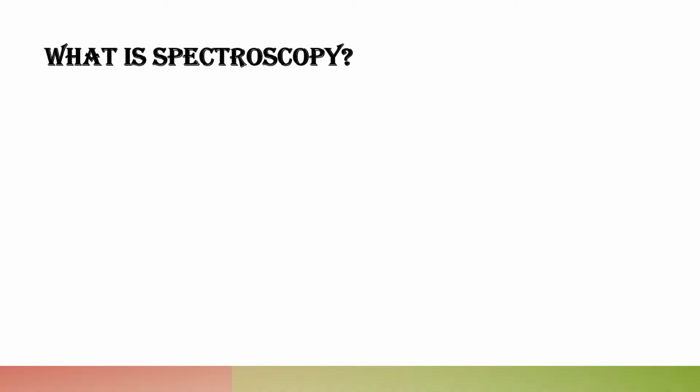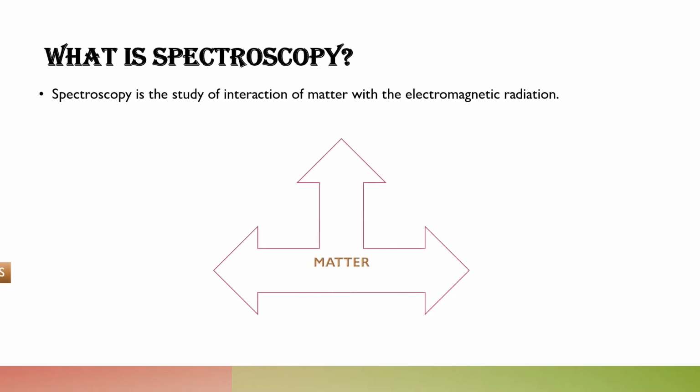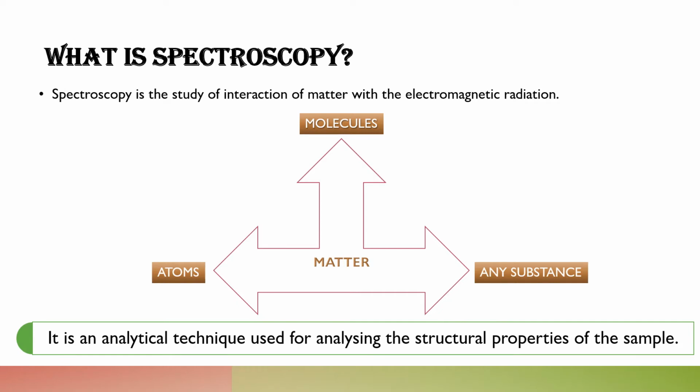Let's start with the question, what is spectroscopy? Spectroscopy is the study of interaction of matter with the electromagnetic radiation. The matter includes the atoms, molecules, and any substance. It's an analytical technique used for analyzing the structural properties of the sample.